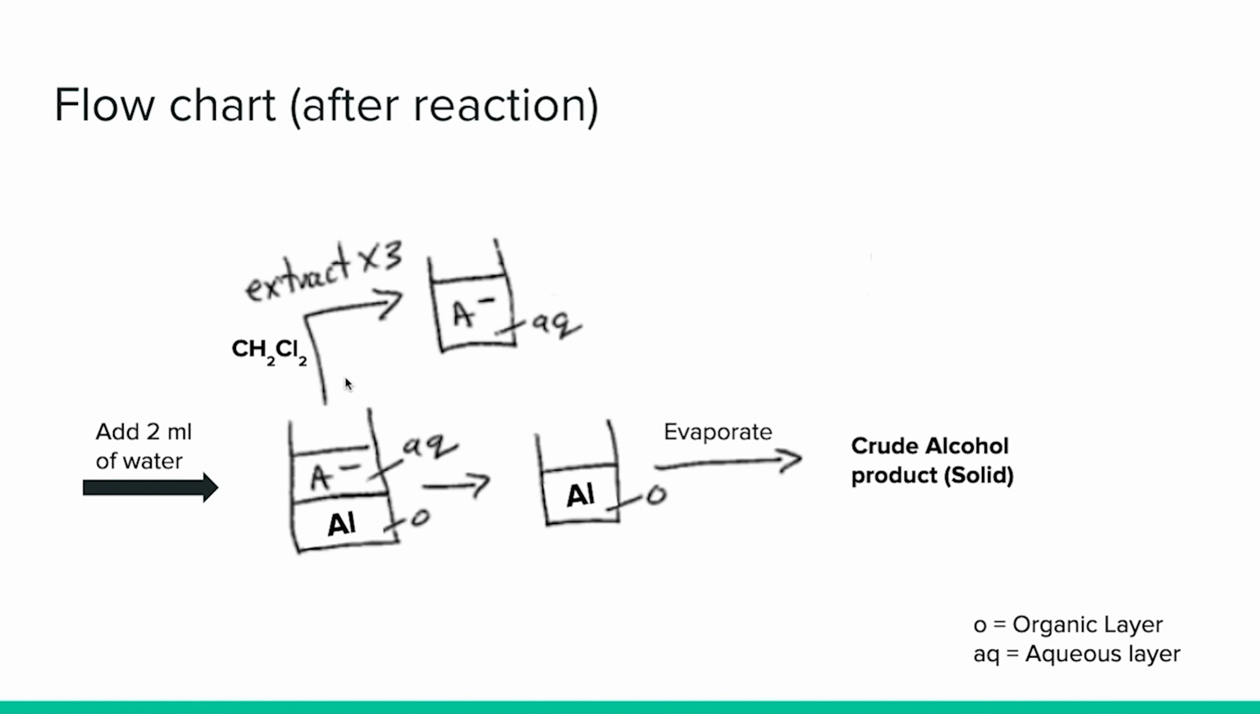When we extract with methylene chloride, we take out the bottom layer. That will have our alcohol. That will be the organic layer. Then we can simply evaporate that, and we're left with our crude alcohol product, and it's a white solid.